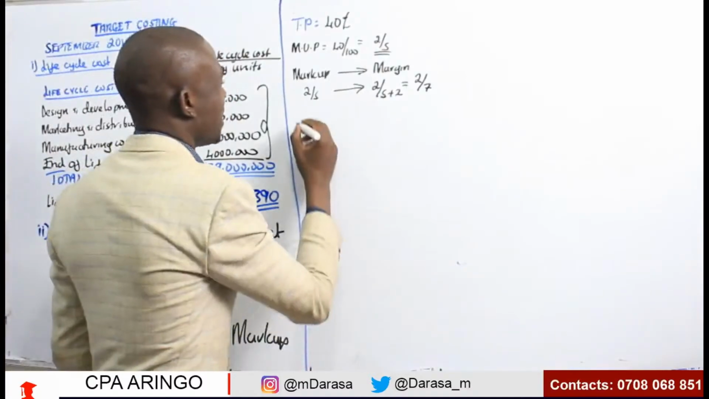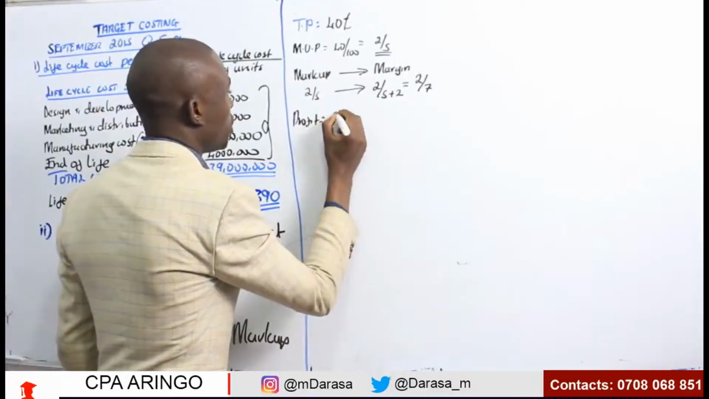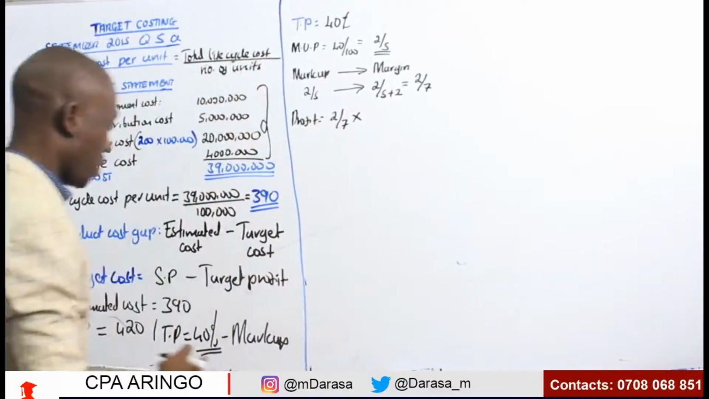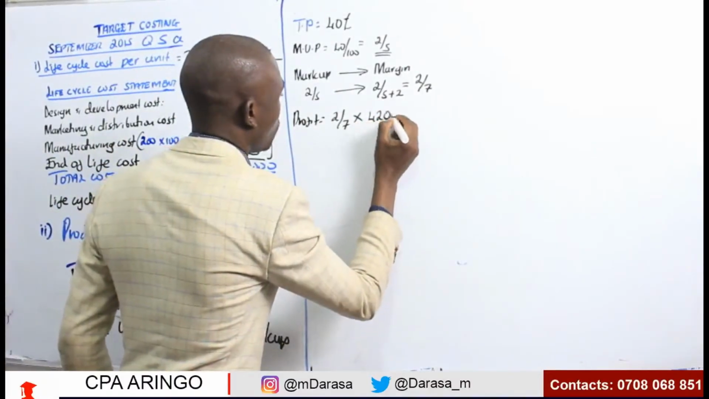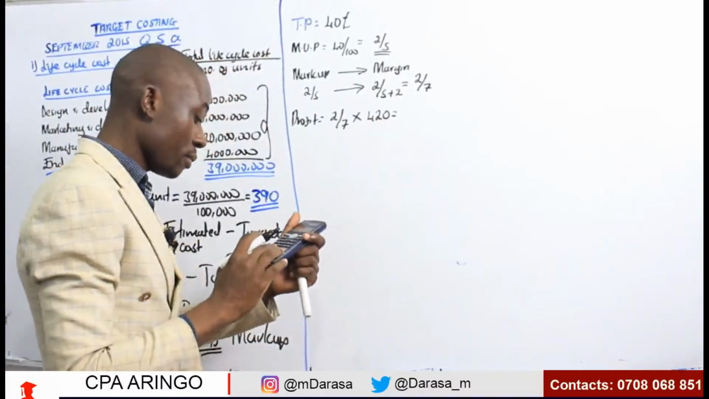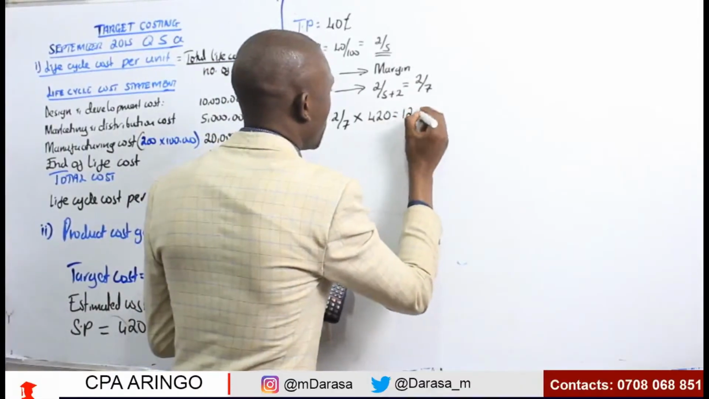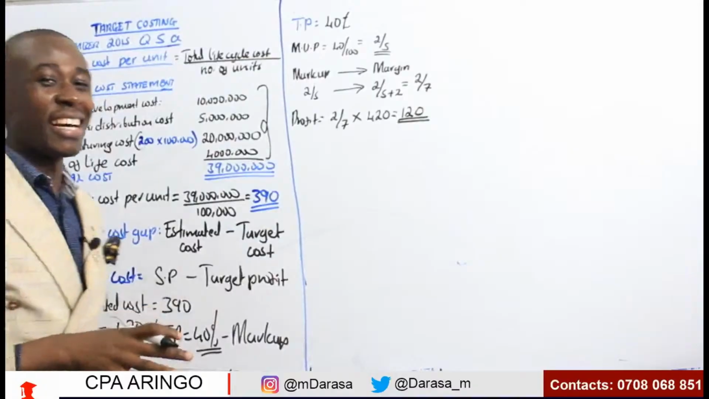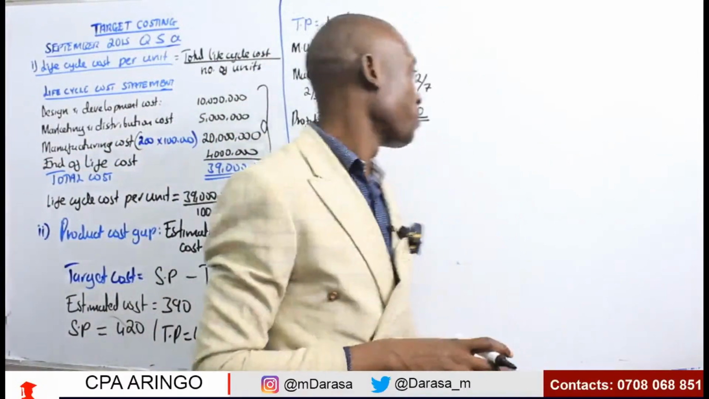So having that case, therefore, my good students, I know very well that my profit should be 2 over 7 times our sales. In this case, we had our selling price, 420. So I'm having 2 over 7 times 420, that should give us 120. This will be our profit. As simple as that.